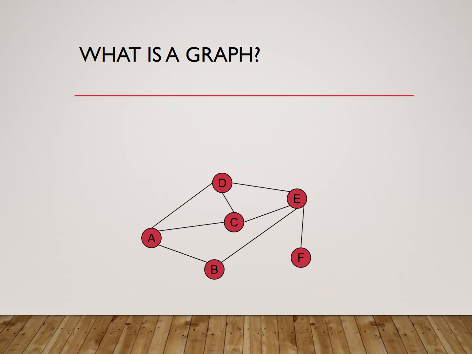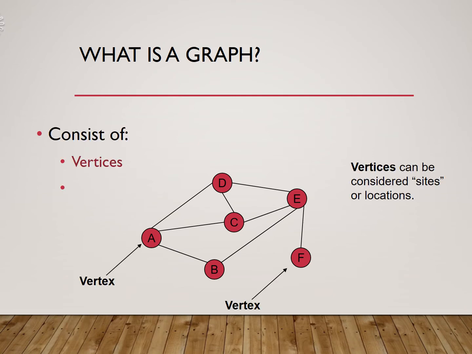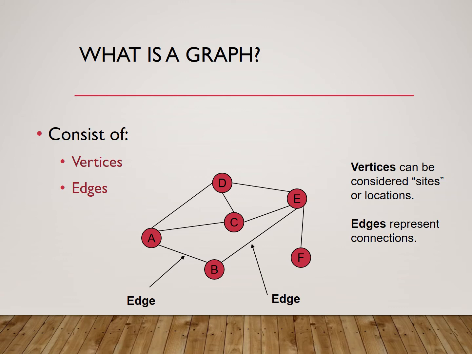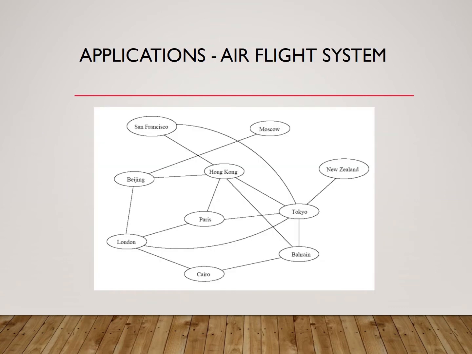What is a graph? A graph consists of vertices, which can be considered as sites or locations, and edges, which represent connections between vertices. Let's look at this sample application.